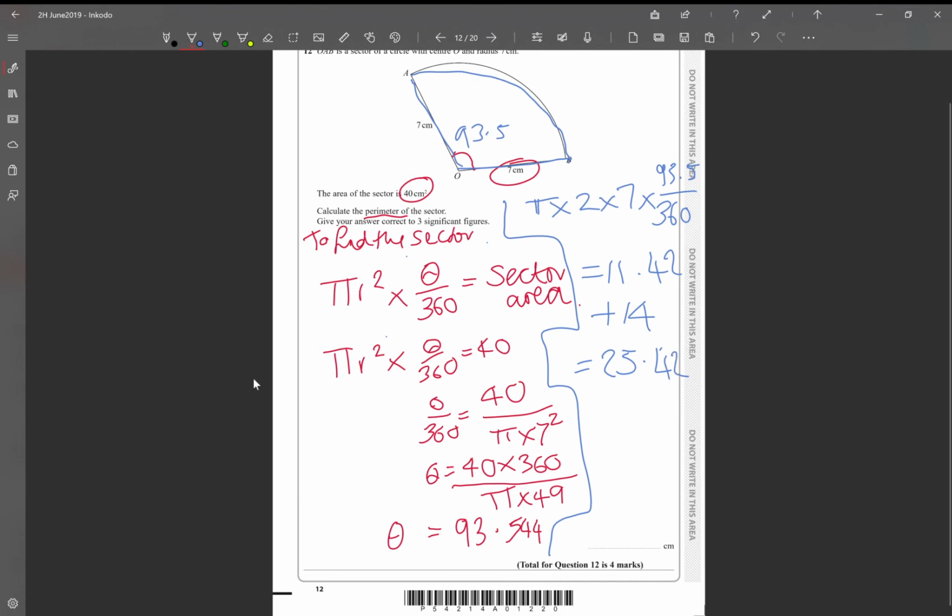And then we need it as 3 significant figures. We're just testing our ability to round: 25.4 centimetres. And that is your final answer.